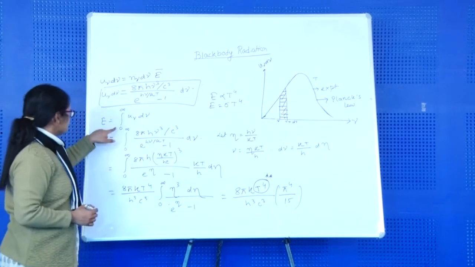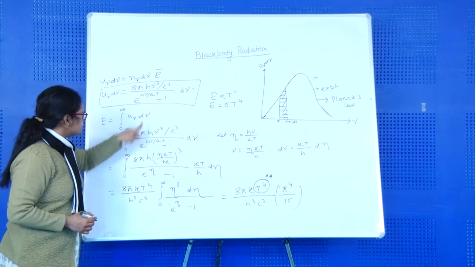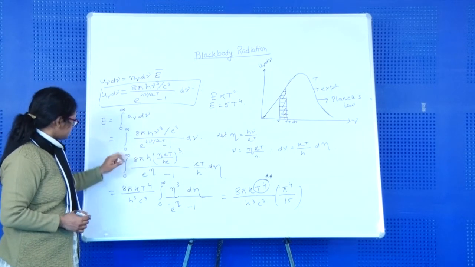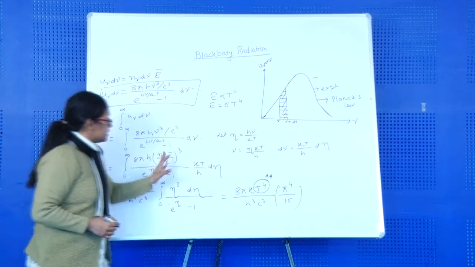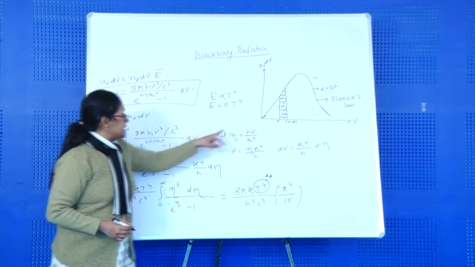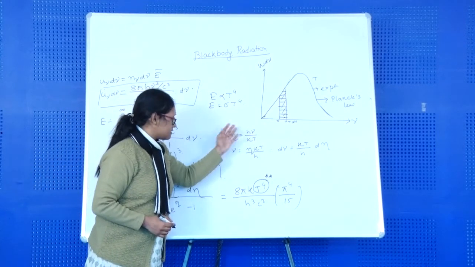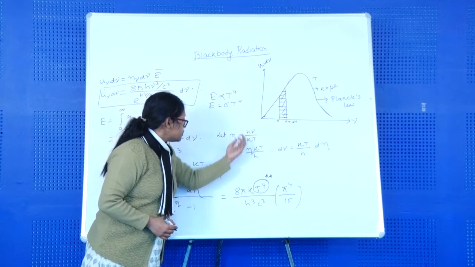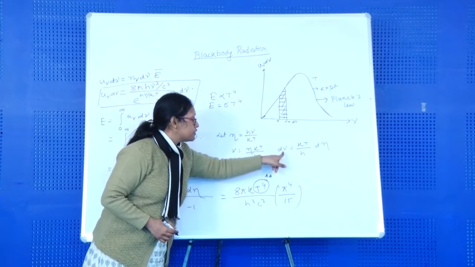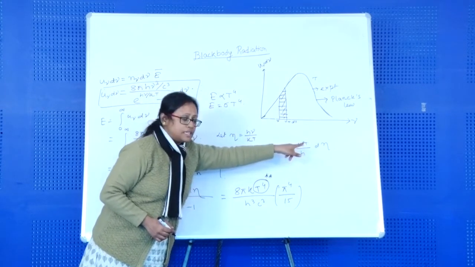Then it is very simple. So 0 to infinity u nu d nu, put the value of u nu d nu, then you take the integration. I have taken h nu by kt as eta. I have just defined it. So nu will be eta kt by h, therefore d nu is equal to kt by h into d eta.